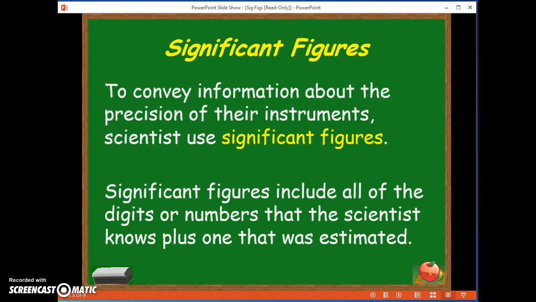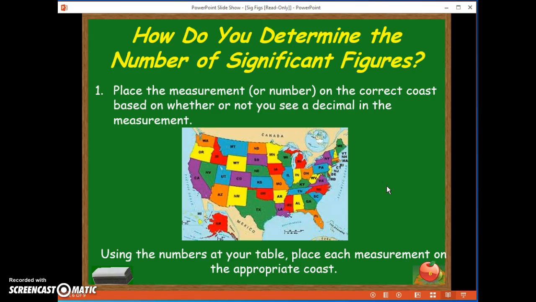Significant figures include all of the digits or numbers that the scientist knows, plus one more that was estimated. Essentially, significant figures just give us an idea of the precision of the instruments that the scientist used. So there's a lot of unfamiliar vocabulary coming your way right now. Don't panic. It's perfectly fine. I promise you this is not as complicated as it seems.